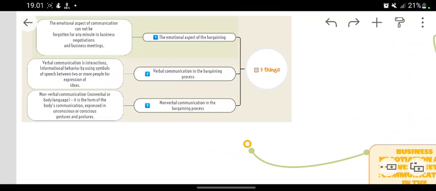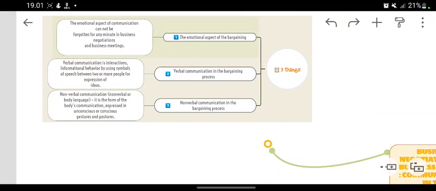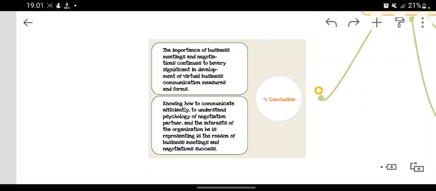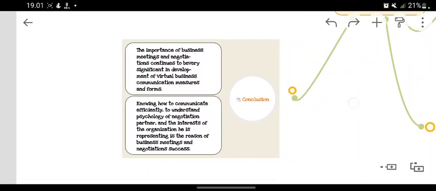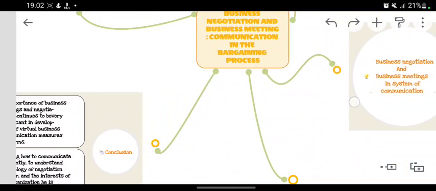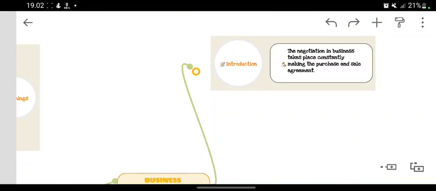Number 4, the emotional aspect of the bargaining. Number 5, verbal communication in the bargaining process. Number 6 is non-verbal communications in the bargaining process. And the last one, number 7, is conclusion. Okay, first let's go to the first, introductions.